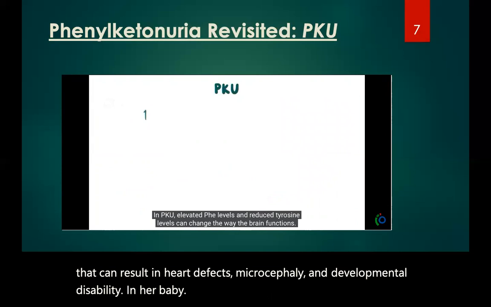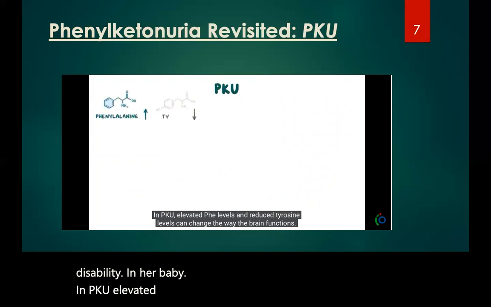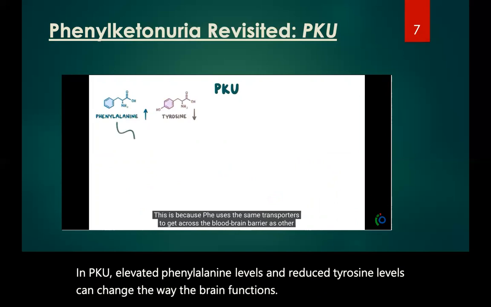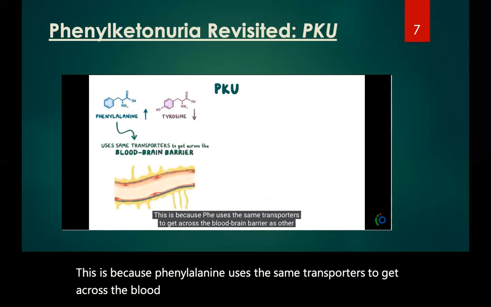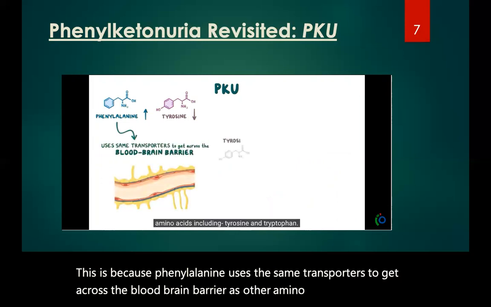In PKU, elevated phenylalanine levels and reduced tyrosine levels can change the way the brain functions. This is because phenylalanine uses the same transporters to get across the blood-brain barrier as other amino acids, including tyrosine and tryptophan.